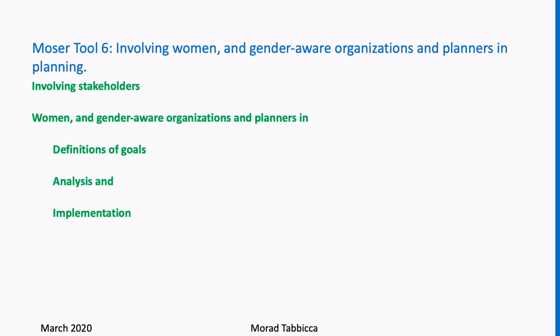So it means that you have to involve women, women's groups, and gender-aware organizations as stakeholders in the planning process. Not only should they be there as stakeholders that we've invited to talk about a new policy or a new plan we want to execute. He's saying that women and gender-aware organizations should be part of the definition of the goals of the policy, the program, or the development intervention. They should be involved in the analysis and in the implementation of the project and everything.